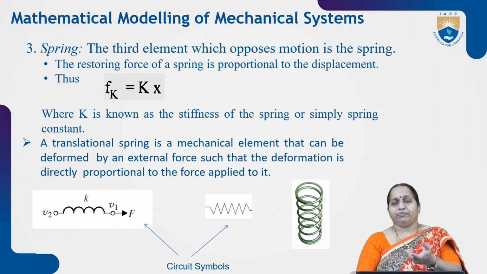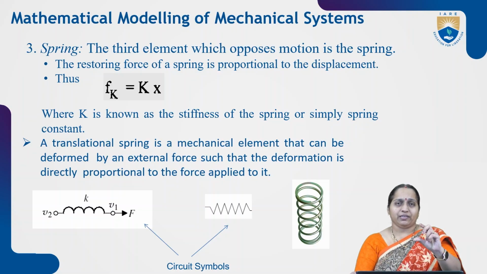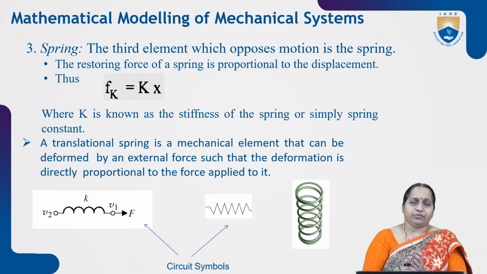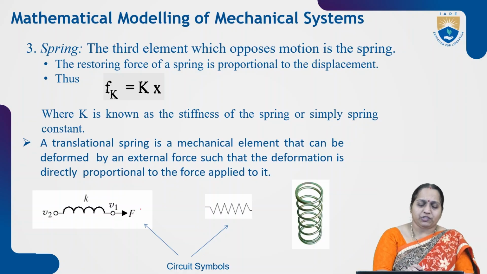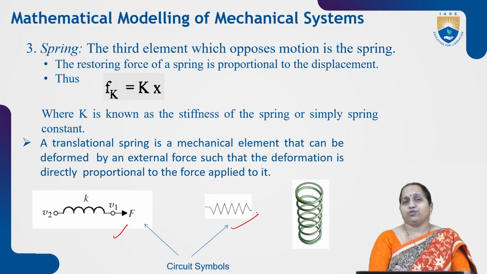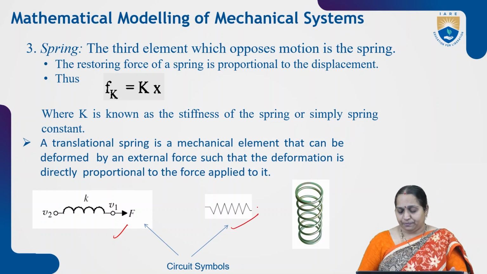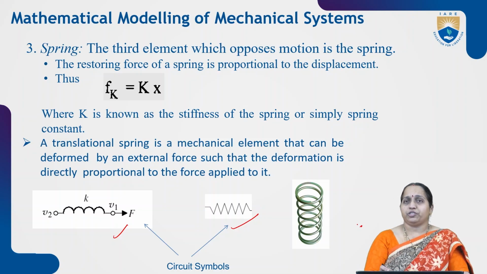You must have seen this in a coil spring. When we compress it and release it, it moves back to its same position. So the circuit symbols for a spring are either this form of inductor or it is also represented like a resistor. So this is how a spring looks.